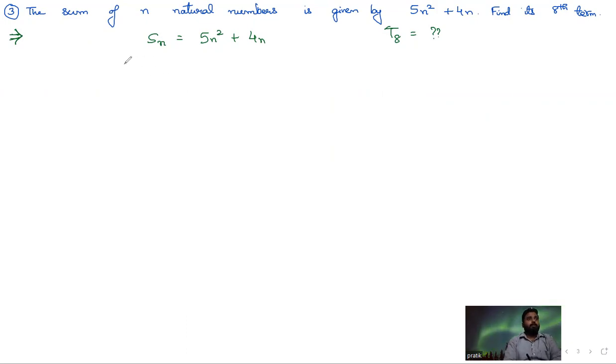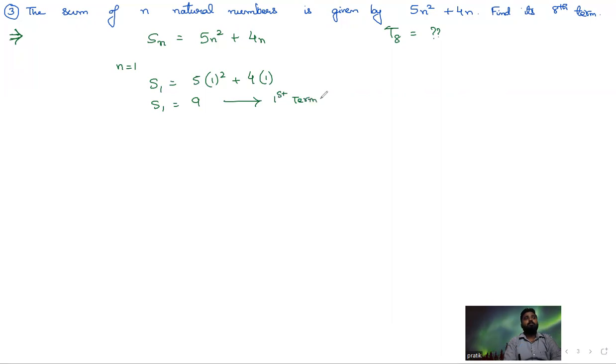So I'll substitute n is equal to 1. When I substitute n is equal to 1, S of 1 is nothing but just substitute 1 everywhere. So 5 into 1 square plus 4 into 1. That is nothing but S1 is 5 plus 4 is 9. Now this is your first term, right?